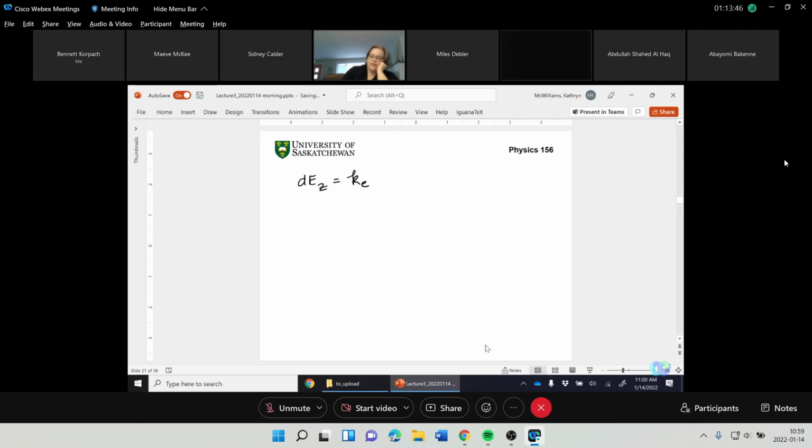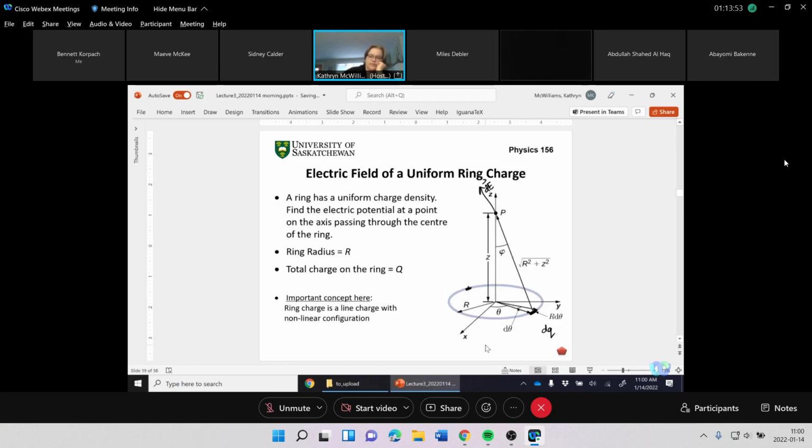So we have KE dq. Oh, I forgot to say too. This distance R is the square root of R squared plus Z squared. So when we do the R in the electric field equation, like the 1 over R squared part, this is that.